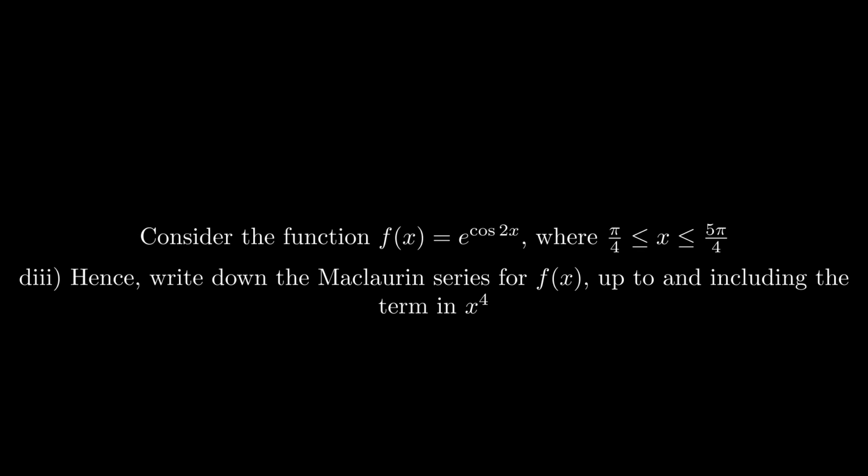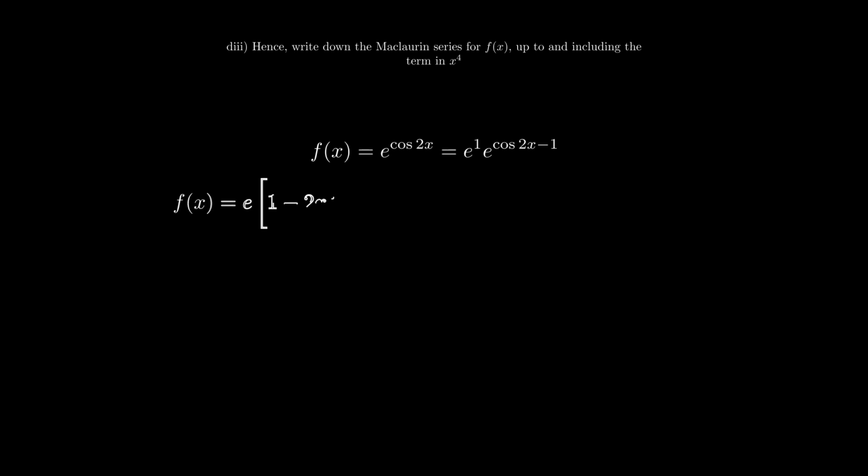For part 3, to write down the Maclaurin series of our original function e to the cosine 2x, looking at this, we can see that that's equal to e to the power of 1 times e to the power of cosine 2x minus 1. In this case, the 1's will not cancel, as when the base is the same, you add the powers. All we need to do here is substitute in what we've already solved in part 2, and we end up with e times 1 minus 2x squared plus 8x to the 4 all over 3, which, solving out a little bit, is equal to e minus 2e x squared plus 8e x to the 4 all over 3, and continue.